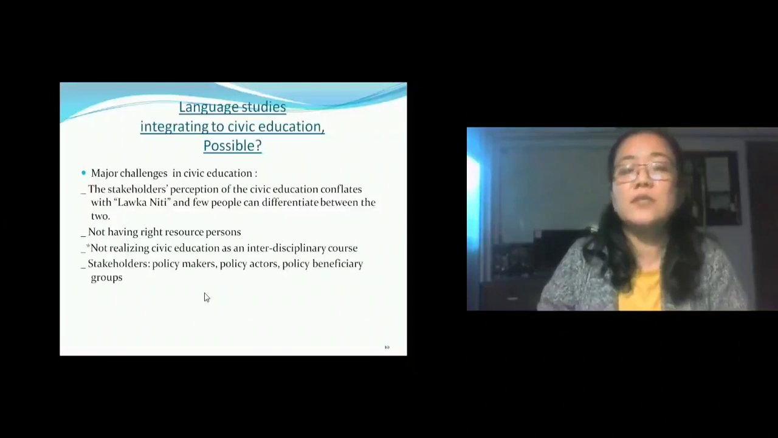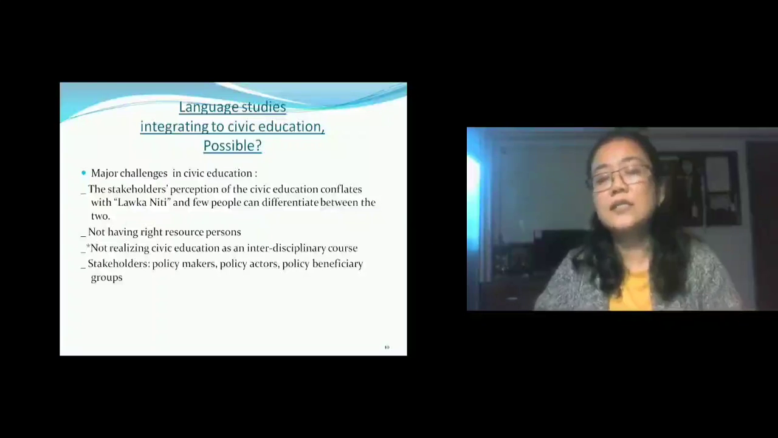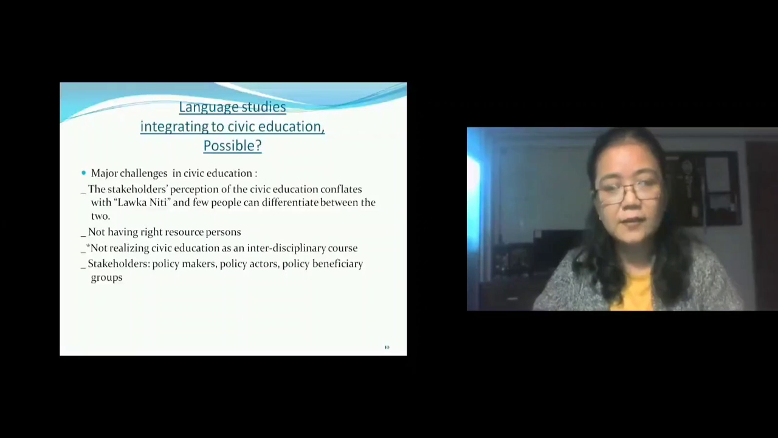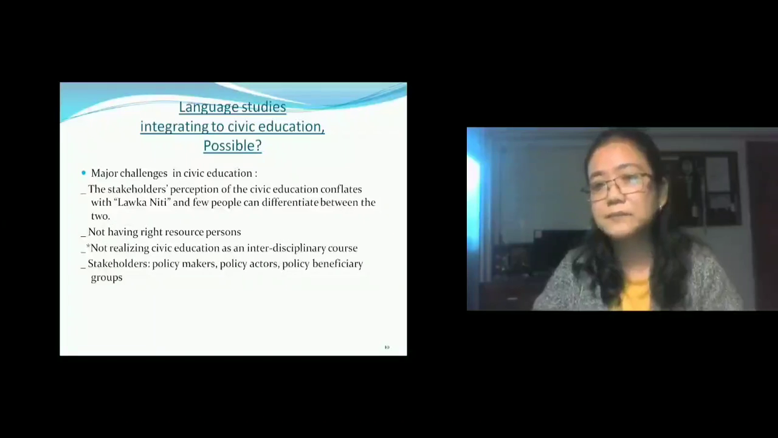And next is about the stakeholders: the policymakers, the policy actors, and the policy beneficiary group. The thing is whether these stakeholders really have a strong chemistry with civic education. Do they really understand the needs of civic education in a context like Myanmar? Do they really have a passion for civic education, and the competency in civic education?